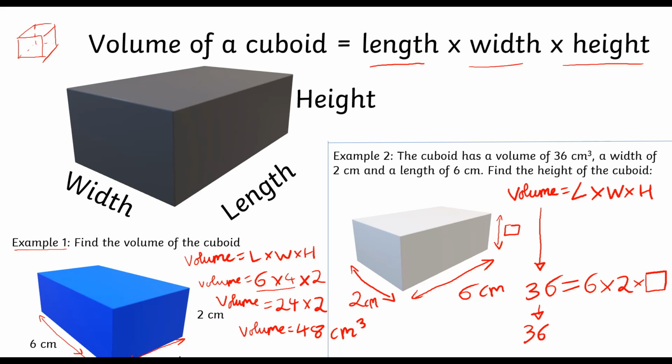Let's work out what we know. I've got 36 is equal to 6 times 2, which is 12, times by whatever number has got to be in that box. Now, you need to think to yourself, what number do I times 12 by to get 36? Well, the same question is how many 12s are in 36? And that's 3. So the number in that box needs to be 3. Just think about it. 12 times 3 is 36. So the number in the box needs to be 3, which means that the height is 3 centimeters.